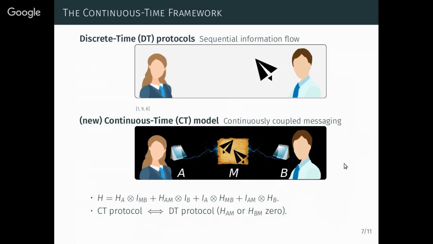So now this continuous time model already contains within it the discrete time model, which means that it is more general than the discrete time protocol.